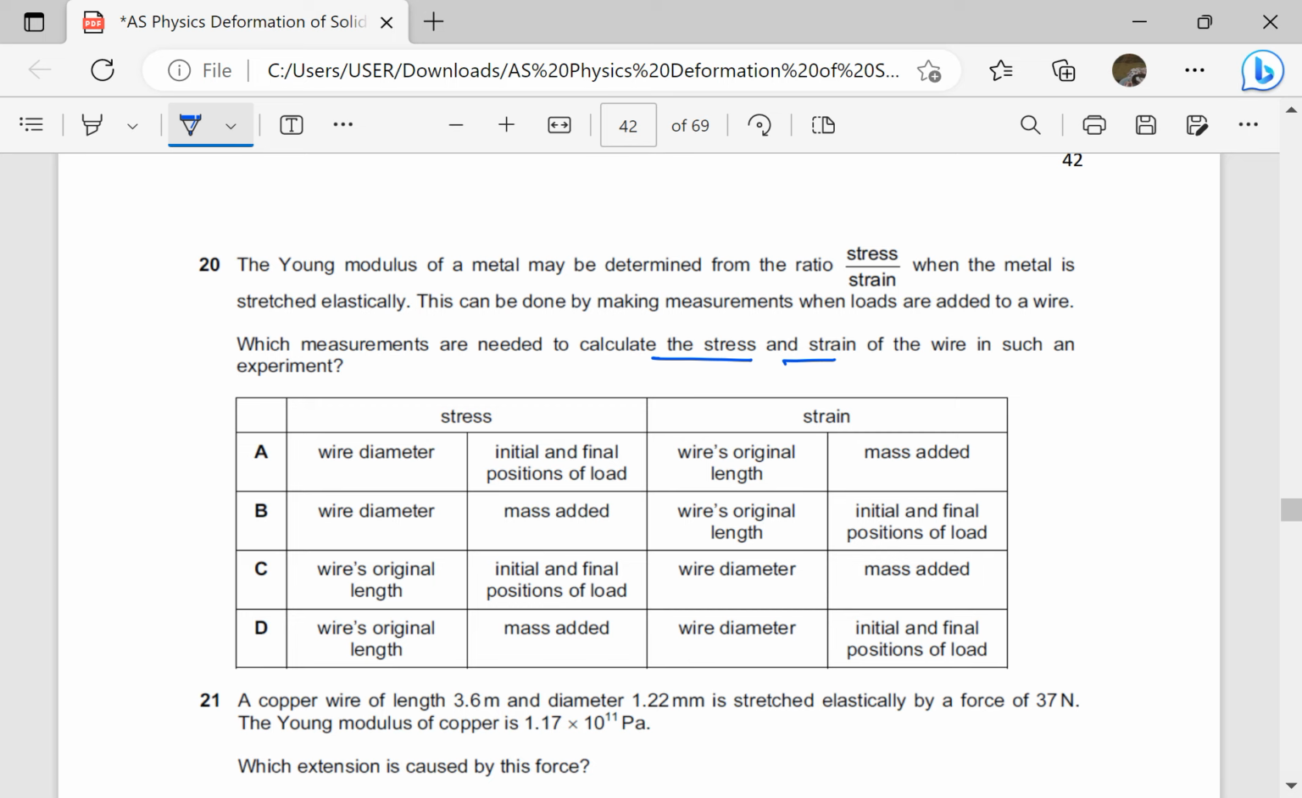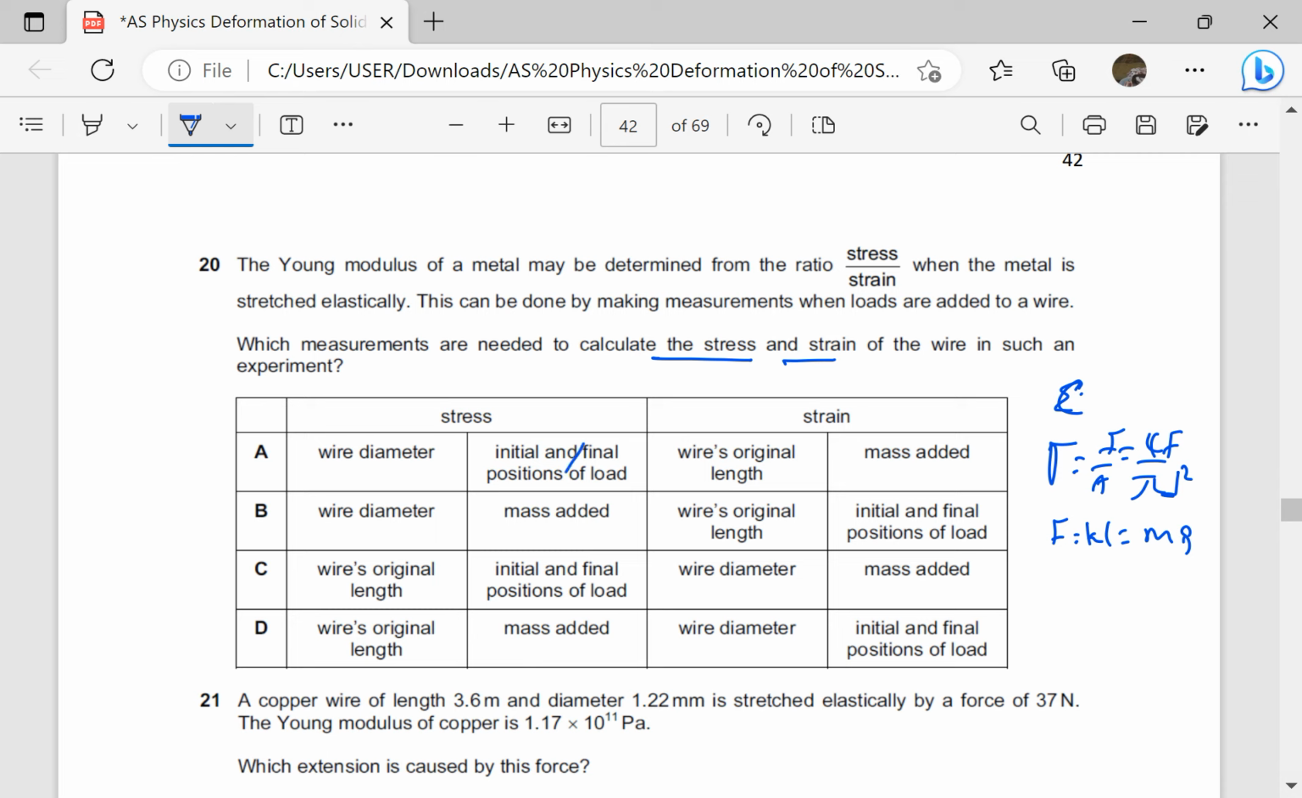So for stress, we know that stress, normally written as sigma, is force over area, which can be 4F over pi d squared, because area is pi d squared over 4, so the 4 has gone up. So which measurements? For stress, we might need the diameter of the wire, and find the force. The force is going to be equal to the weight, which is mg, so we may need the mass. So for stress, we need the diameter and the mass.